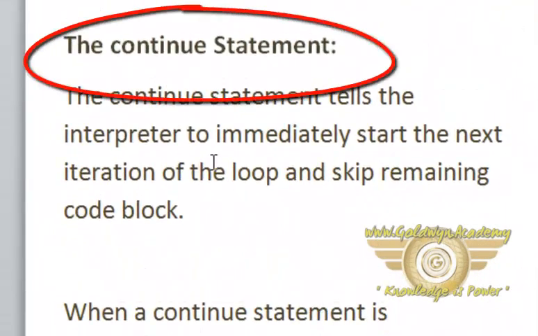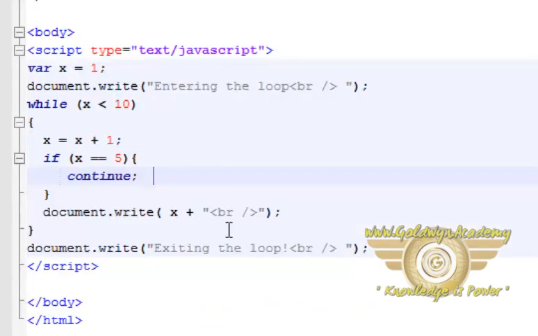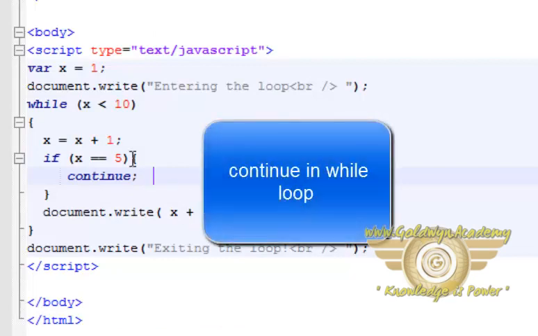The continue statement tells the interpreter to immediately start the next iteration of the loop and skip remaining code block. When a continue statement is encountered, program flow will move to the loop, check expression immediately, and if the condition remains true, then it starts next iteration. Otherwise, control comes out of the loop. Let's see the example. So this is the example for continue statement.